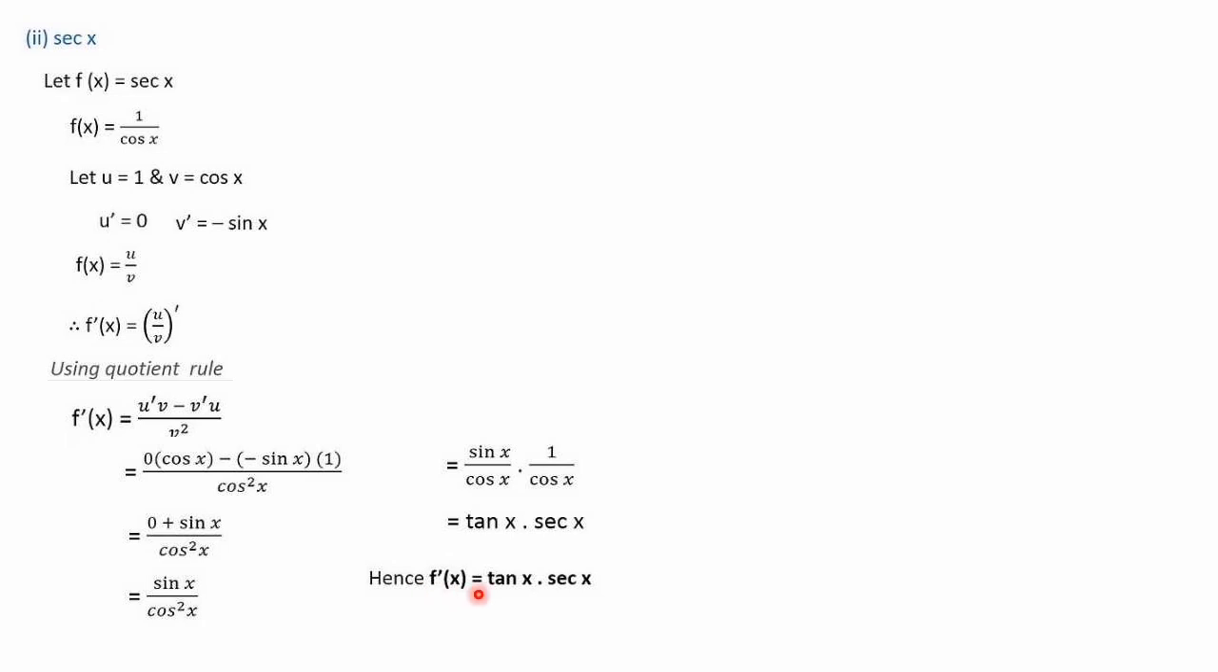Therefore, f dash x is equal to tan x into sec x. Next we shall discuss question number 3, that is 5 sec x plus 4 cos x. Here the sum of two terms is given to us. We are asked to find its derivative. We can use the formula.